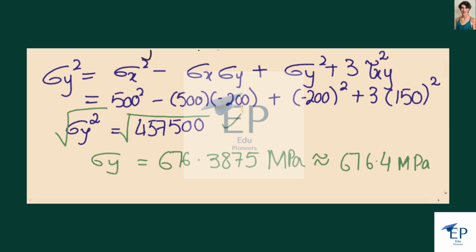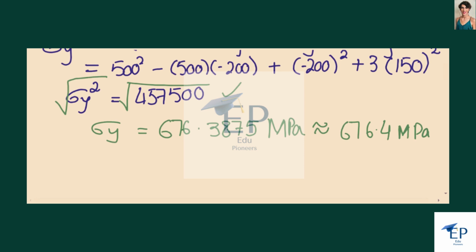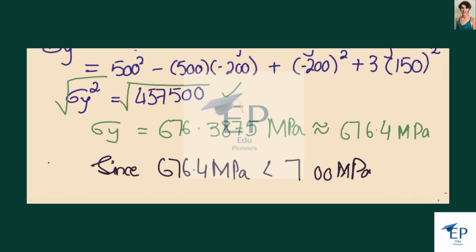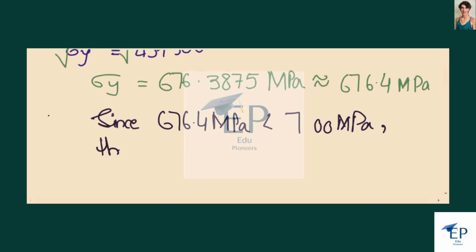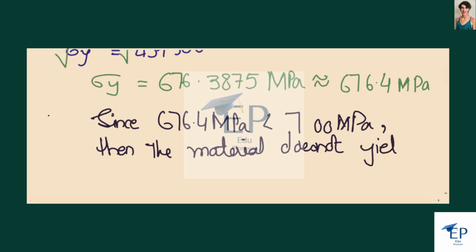And since you can see over here that 676.4 megapascals is less than 700 megapascals, it means that the material does not yield, right? The material does not fail, right? Failure has not occurred. And this concludes our answer.